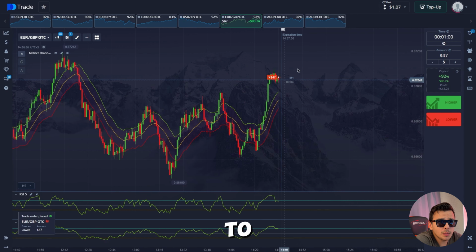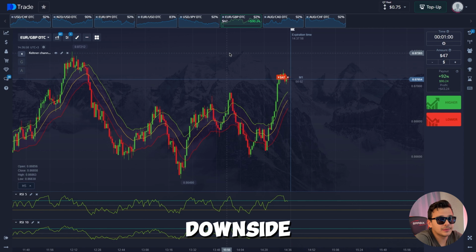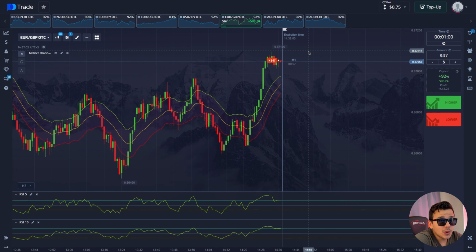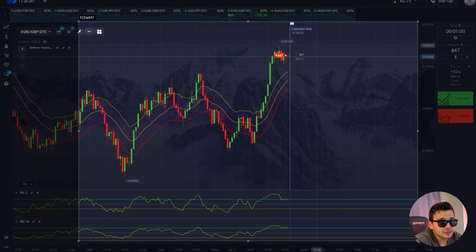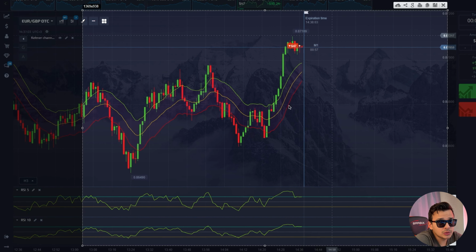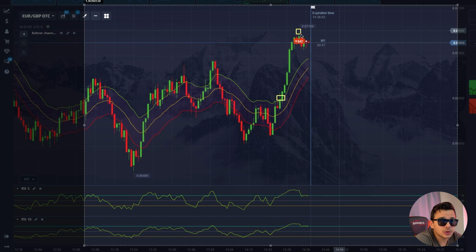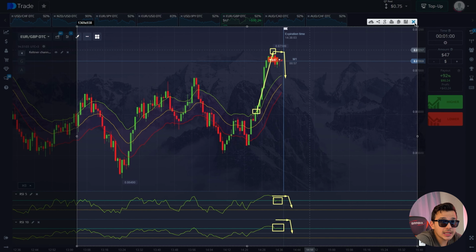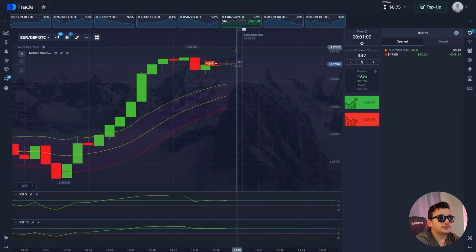And here I want to open a trade on the downside. Relatively good entry point. Let's highlight the working area. We have a new local high. The movement has gone to the outside according to our channel indicator. This is our first signal to open a down trade. We also see an exit from overbought areas on our oscillators. So in this case, we need to open a down trade here. Let's watch the result of this trade.